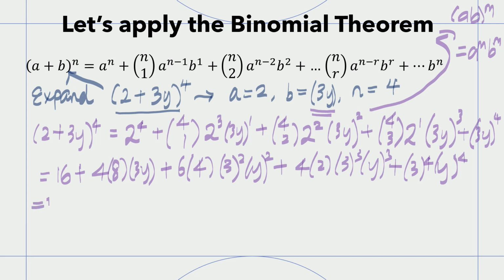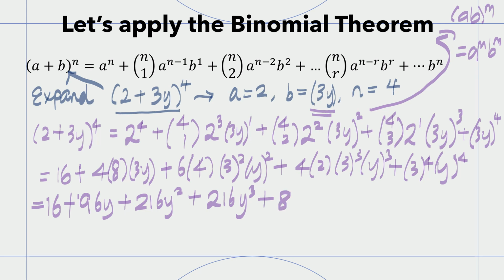Alright, let's simplify further. So 4 times 8 times 3 gives you 96, 96y. 6 times 4 times bracket 3y to the power of 2, that gives you 216y squared. Then 4 times 2 times 3 to the power of 3, 216. And lastly, 3 to the power of 4, 81y to the power of 4. Okay, that will be the expansion for bracket 2 plus 3y to the power of 4.